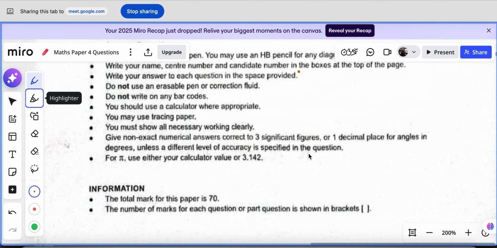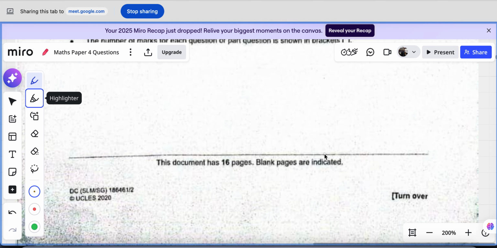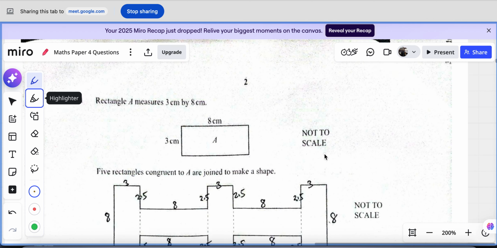In this paper, there are some assumptions we have to bear in mind. One of them is pi. The value of pi will be 3.142, and that is what we will be using. The total marks for this paper is 70 marks. So let's go to our first question.